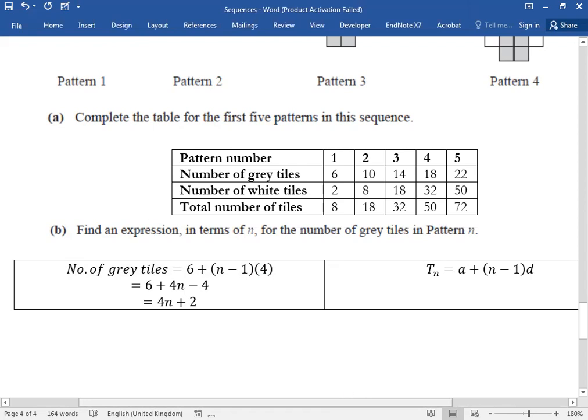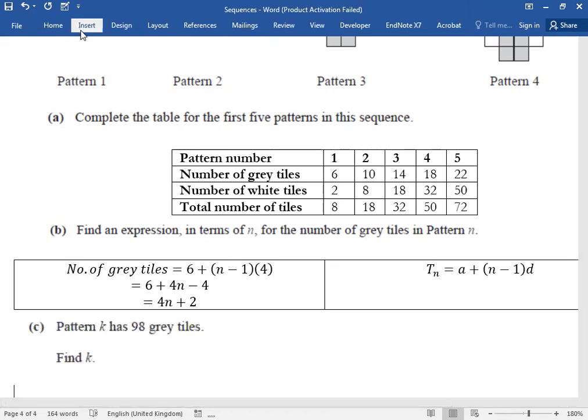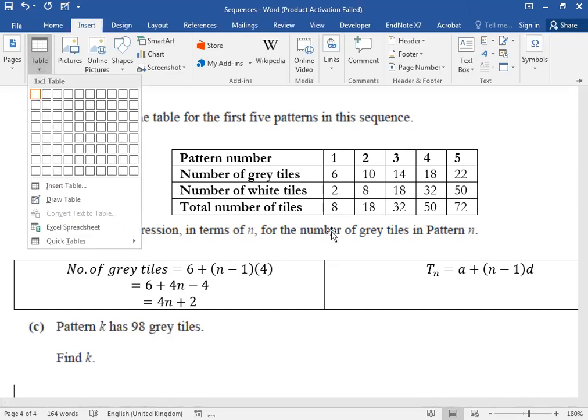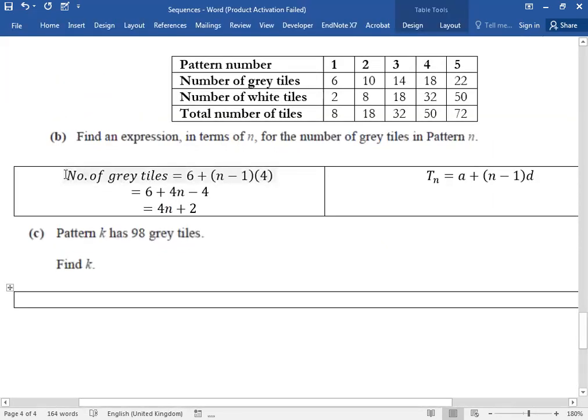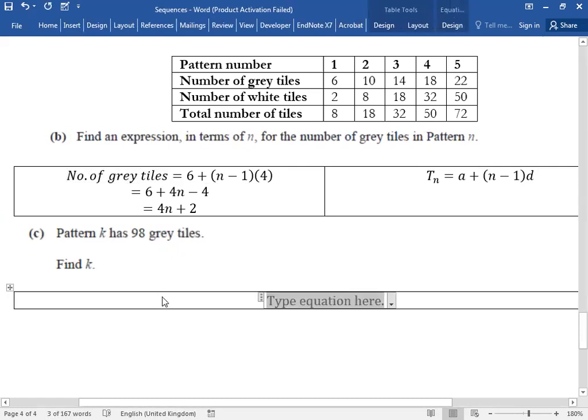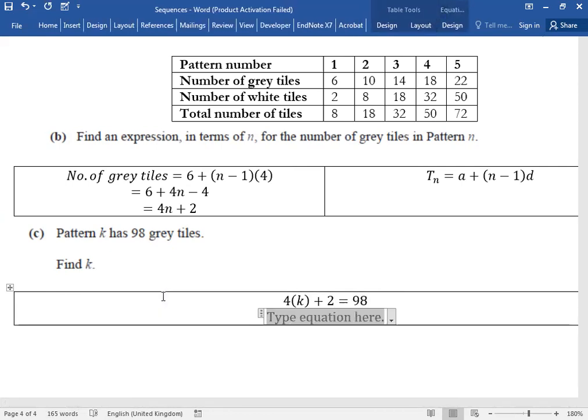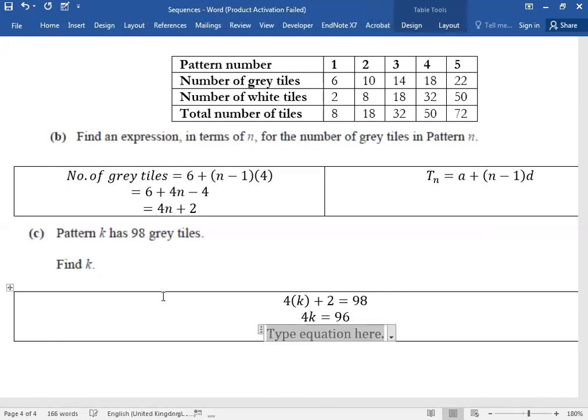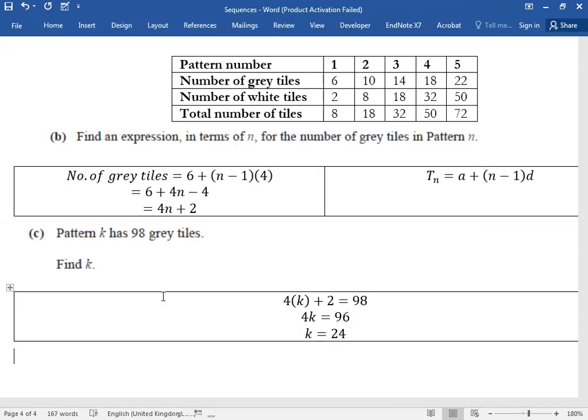Then the question says pattern k has 98 gray tiles. So n is replaced by k, and the gray tiles will be equal to 98. So 4k plus 2, and the entire thing will be equal to 98. Can you solve for k? 4k is 96, so k is 24.